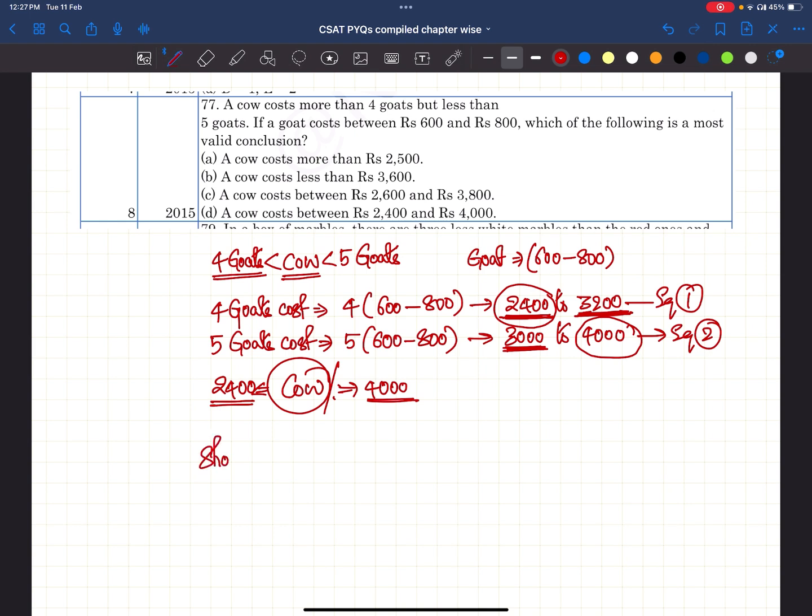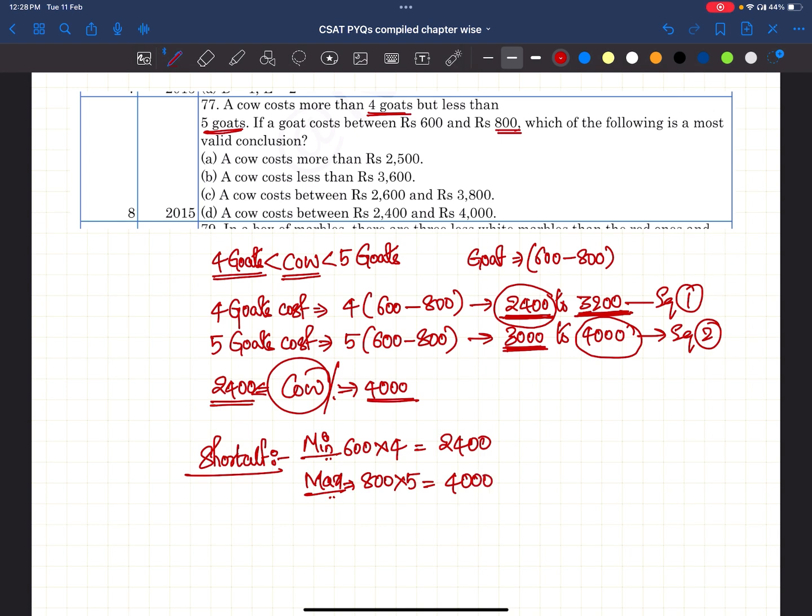Here you can simply use a shortcut. The least value is 600, right? And it is giving 4 goats here. So 600 into 4, 2400. And we need the maximum value. The maximum possible value we can get here is 800, and we have 5 goats. So this is the minimum value and we want the maximum value of the goat. The maximum value of the goat is 800 into 5 goats, that is 4000. So the cow costs between 2400 and 4000 rupees. Okay, this is the answer.